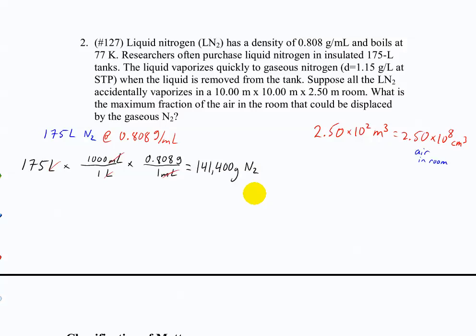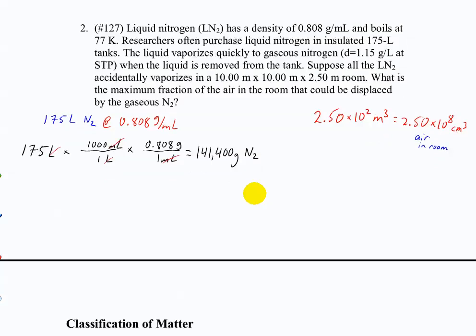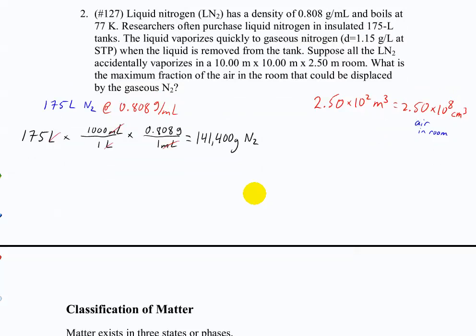Figure out how much volume that would take up if it were now a gas instead of a liquid, and then compare that against the volume of the room. Okay, how did you go about this? How did you use this amount of mass of nitrogen with the density to figure out the volume of the gas that that would take up? Nobody? Are you just not confident? No idea? All right, let's go through it.